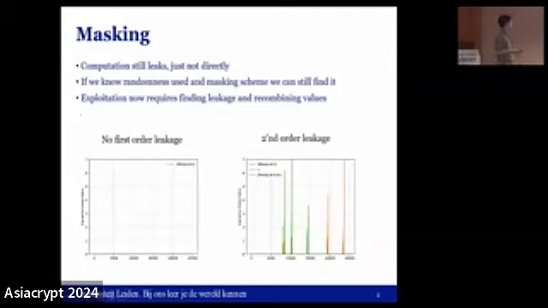However, the computation still leaks, just not directly. If we know the randomness used in the masking scheme, we can still find what the leakage is. See here, there's no first order leakage, so without the mask, we cannot do these attacks. But in the second plot, we assume we know the mask, and then we can compute the SNR for the mask in orange and the masked S-box output in green. And we can see that the leakage is still clearly there, but it's not as easy to find directly. Exploitation of these devices now requires finding the leakage for these shares and recombining values somehow, and doing this efficiently.